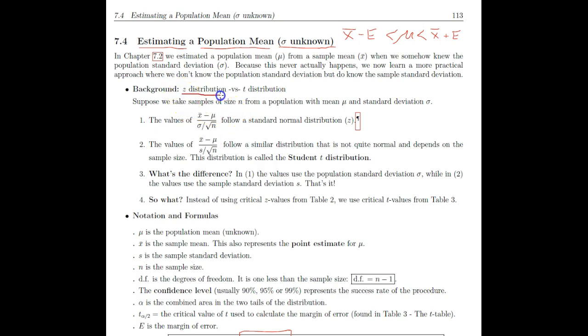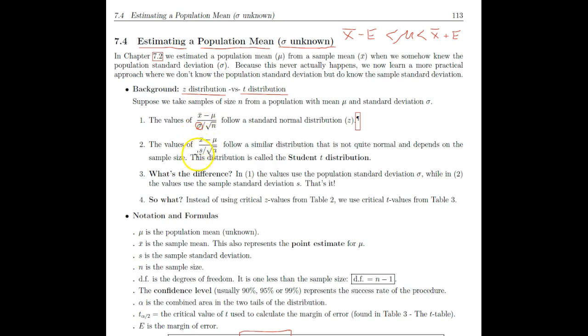The Z distribution is a distribution that we've been using so far, and now we're going to introduce the T distribution. So suppose we take samples of size n from a population with mean mu and standard deviation sigma, then the values of this expression right here, these are basically just z-score values, follow a standard normal distribution, we found. Okay, well what if we don't know sigma? What's the next best thing that we can use if we don't know the population standard deviation? Some of you might guess sample standard deviation, and that's absolutely right. That's what we're going to use.